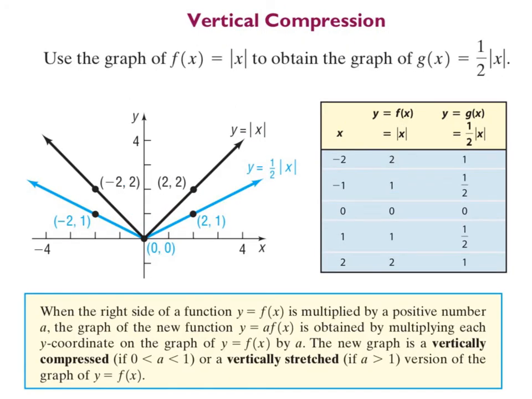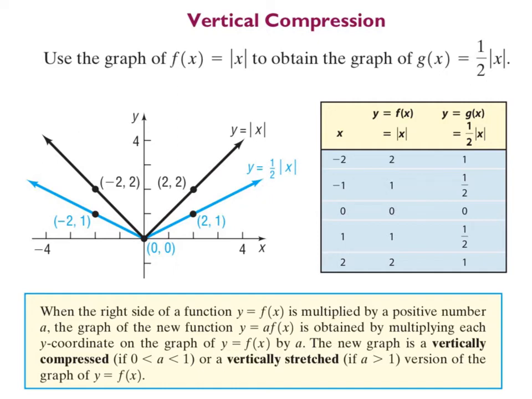So what happens if I take my absolute value graph and then I multiply it by 1/2 instead of 2, or divide by 2 instead of multiplying by 2, however you want to think of it? Technically that's called a vertical compression, which compresses it down.